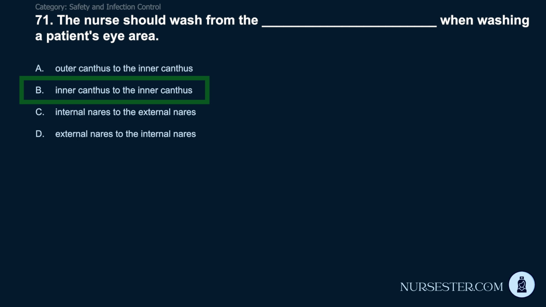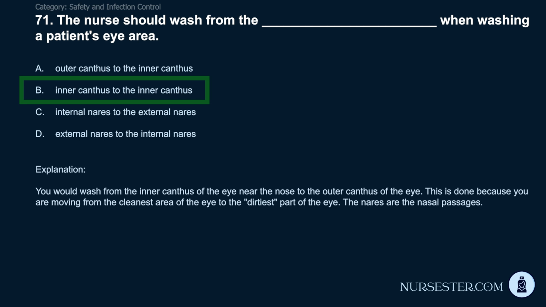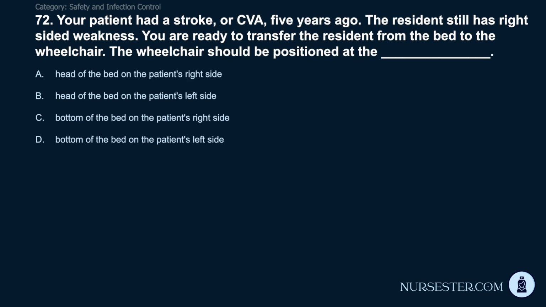Correct answer, B. Inner canthus to the inner canthus. You would wash from the inner canthus of the eye near the nose to the outer canthus of the eye. This is done because you are moving from the cleanest area of the eye to the dirtiest part of the eye. The nares are the nasal passages.